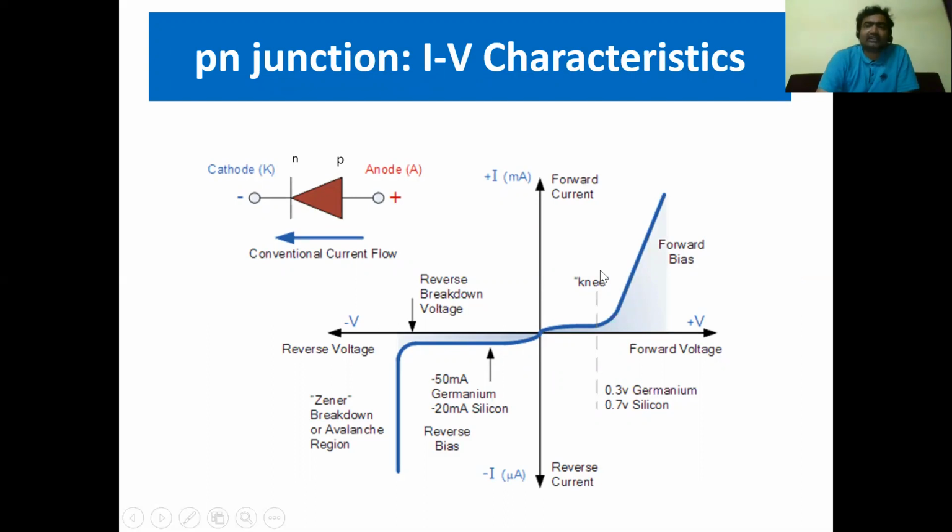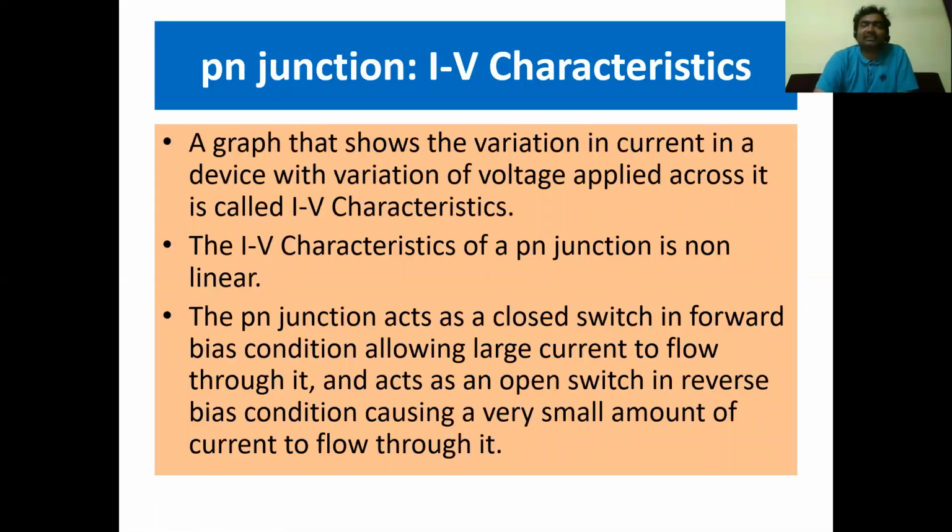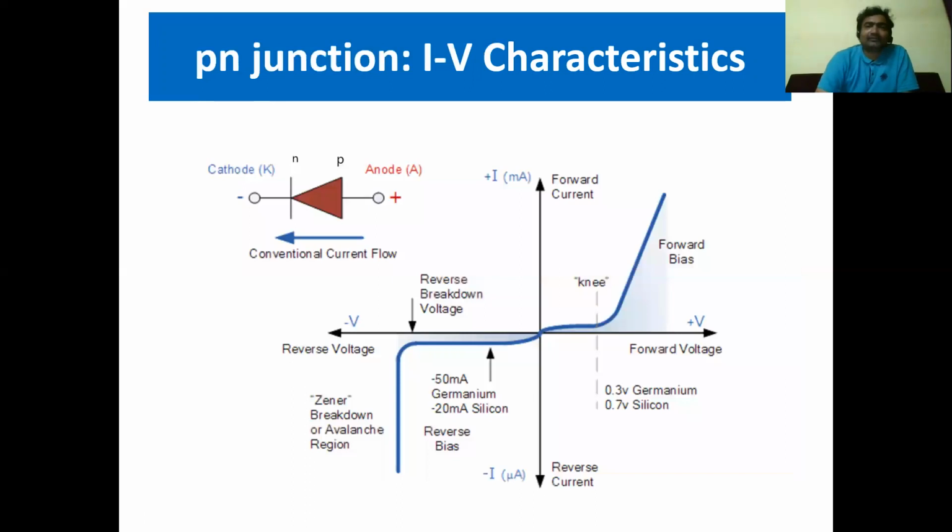That is called as non-linear, which means that V is not directly proportional to I in all the situations. The PN junction acts as a closed switch in forward bias condition, allowing large current to flow through it. And it acts as an open switch in reverse bias condition, causing a very small amount of current to flow through it. So this is the VI characteristics of the PN junction diode in forward bias condition.